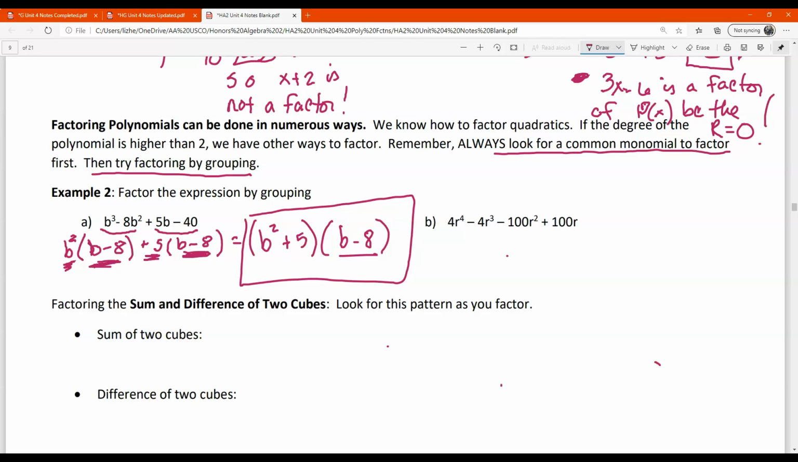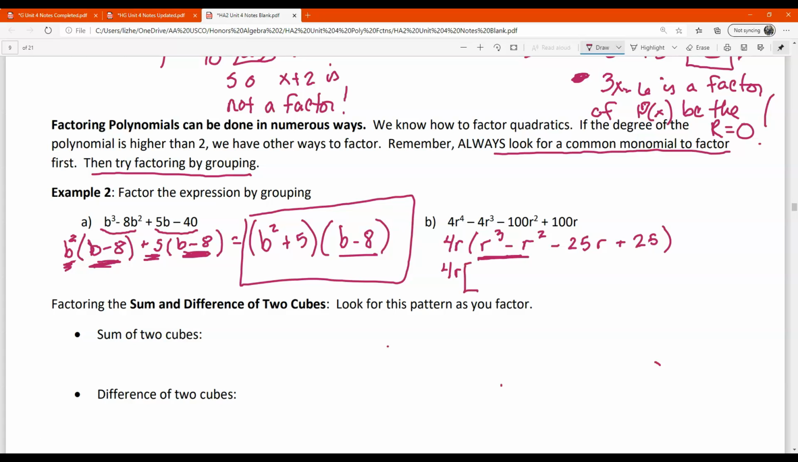Okay, so now we're at letter B. Remember, the first rule of factoring is to look for a common monomial to factor. So I can see that every term there, I can take out a 4r. So I'm going to do that. And so I have 4r times r cubed minus r squared minus 25r plus 25. So I took a 4r out. Now I can't just drop that 4r. But now I'm going to try to factor these by grouping.